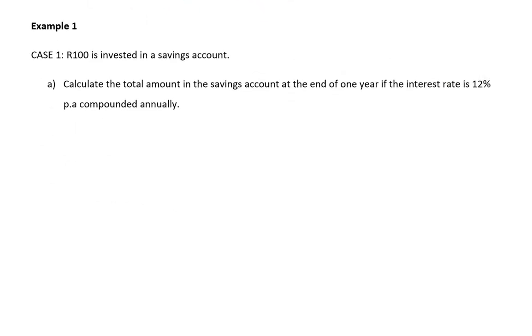Example number 1 says case 1. 100 Rand is invested in a savings account. Calculate the total amount in the savings account at the end of 1 year if the interest rate is 12% per annum compounded annually. Now the moment I see that, just to practice these words, this is clearly an effective interest rate, simply because it's quoted as per annum and it's compounded annually, and so they match.